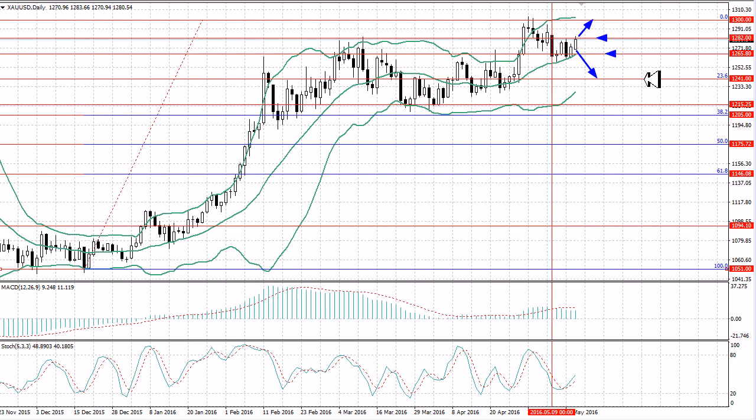Technical indicators suggest a growth in the price. Bollinger Bands are turning up. The MACD histogram is in the positive zone and its volumes are stable. Stochastic lines are also directed up. At present, long positions can be opened after a price consolidation above the level of 1,282 with a target at 1,300. Short positions can be opened below the level of 1,265.80 with the target at 1,241.